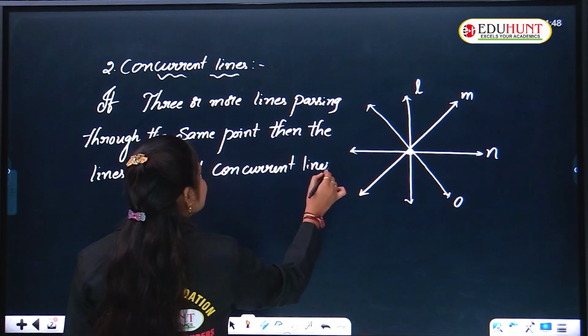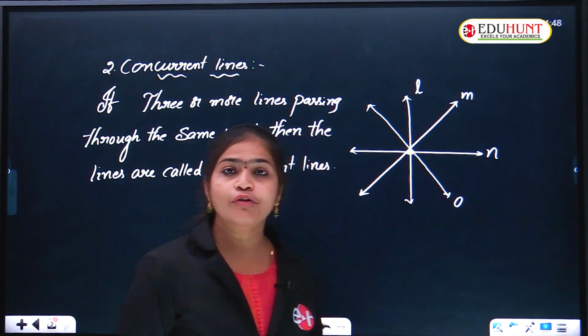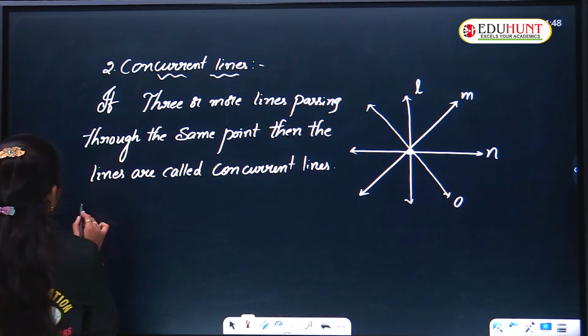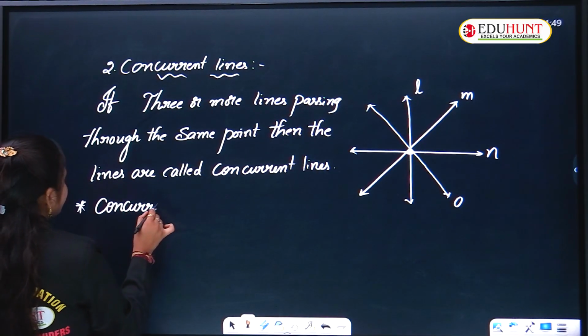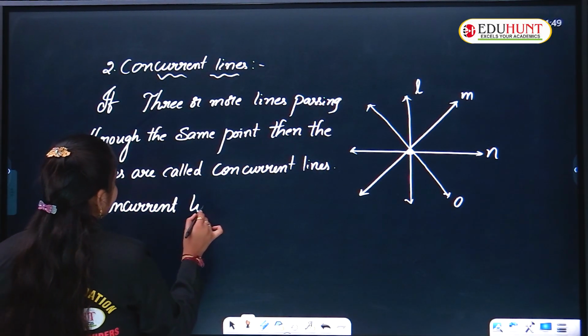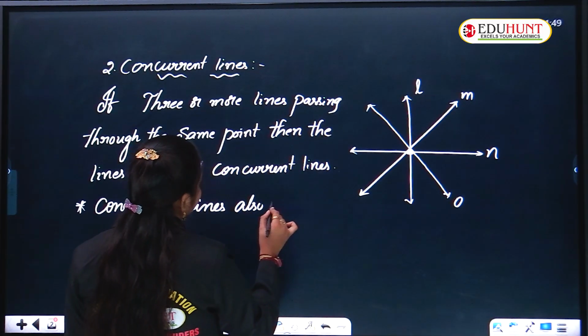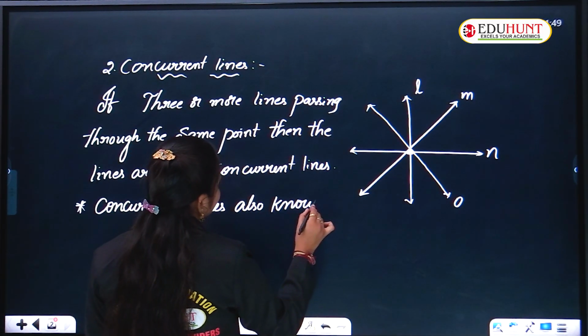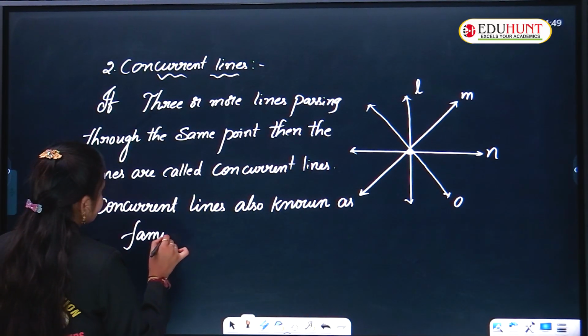Concurrent lines are also known as the family of lines. What is that, ma? Family of lines, also known as concurrent lines, also called family of lines.